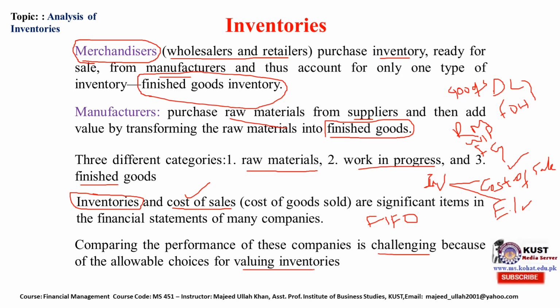It is challenging because of the allowable choices for valuing inventory. IFRS and US GAAP allow companies to use different inventory methods. So if they are using different inventory methods, then it will be hard for investors or analysts to compare these financial statements.